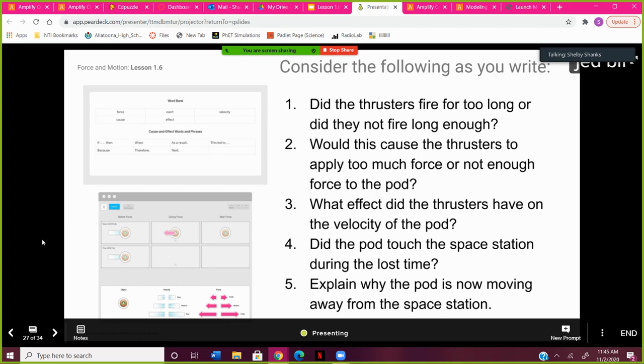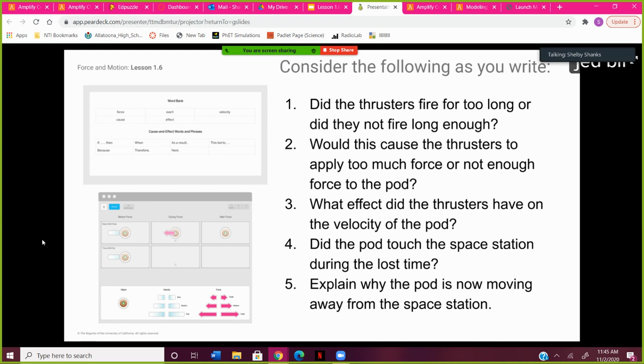Before you begin, here are a few questions to consider as you write. All right, did the thrusters fire too long or did they not fire long enough? Would this cause the thrusters to apply too much force or not enough force to the pod? What effect did the thrusters have on the velocity of the pod? Did the pod touch the space station during the lost time? And explain why the pod is now moving away from the space station. All right, these are just a few questions to think about while you are writing. It is up to you how much you write. Just make sure that you are getting your point across.